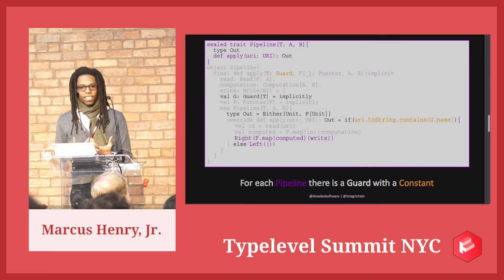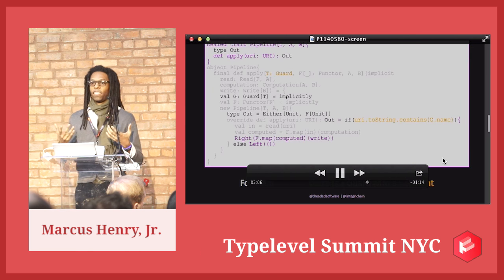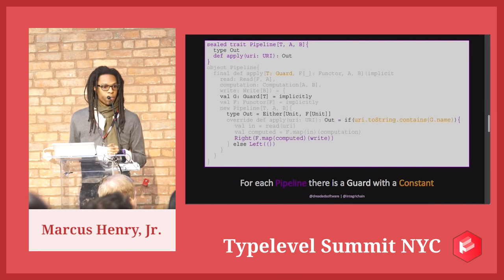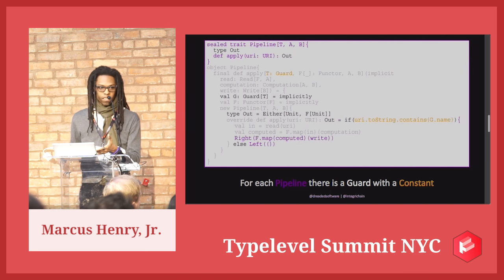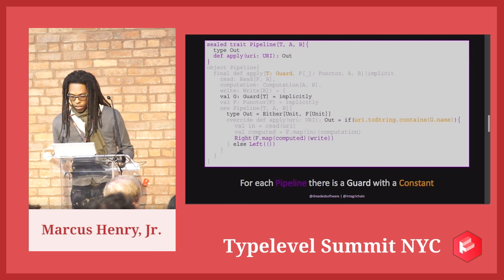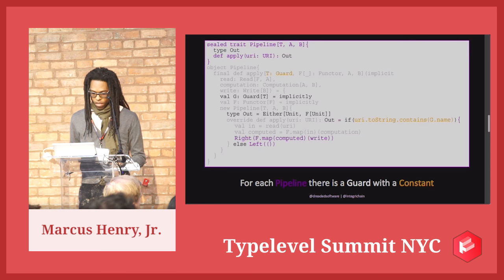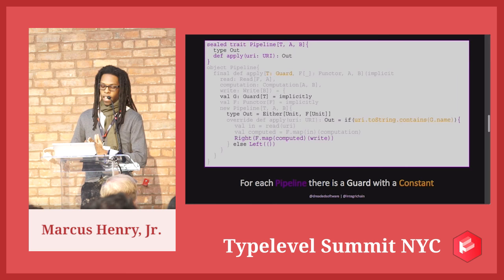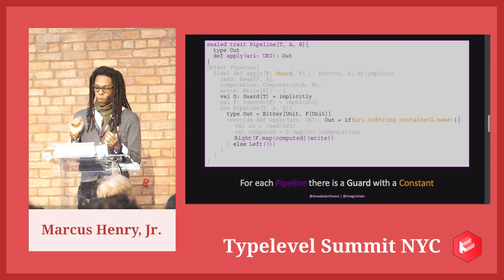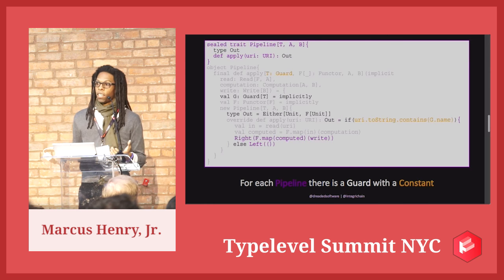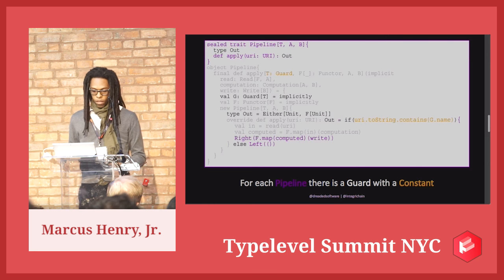So how do we get just the logic in the client code? How do we lift the logic directly into your face? So what we're aiming for is something that looks like this, 5 lines of code from this. So the first thing we need to recognize is that for each pipeline, we have a guard with a constant. So just like how we abstracted everything else before, we want to lift this into our type system. We want to model guards with constants in our type system. So let's do it.